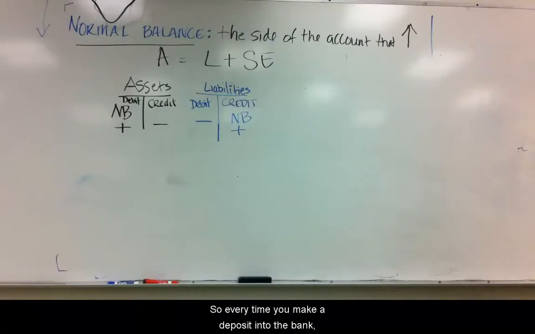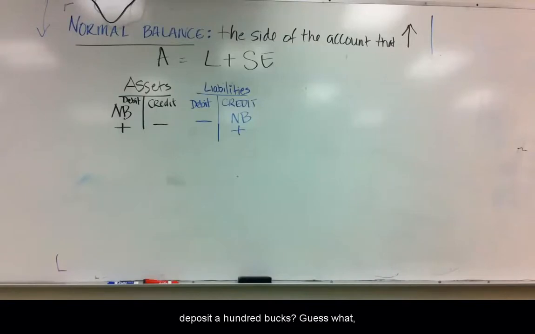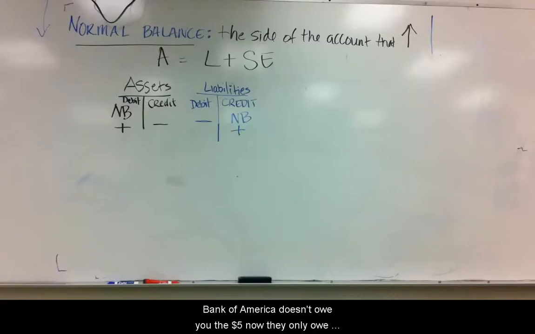So every time you make a deposit into the bank, Bank of America, okay, you deposit $100, guess what? Now Bank of America owes you $100 because that's been put in your account. But then, if you go to Subway, buy lunch, and you spend $5 from that account, and you use your debit card, it decreases that bank account. Bank of America doesn't owe you the $5. Now they only owe you $95.